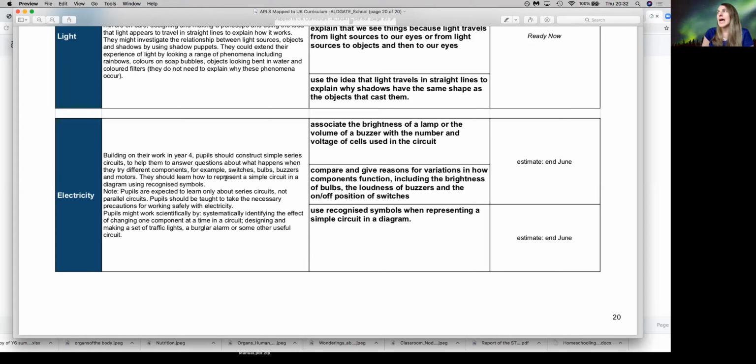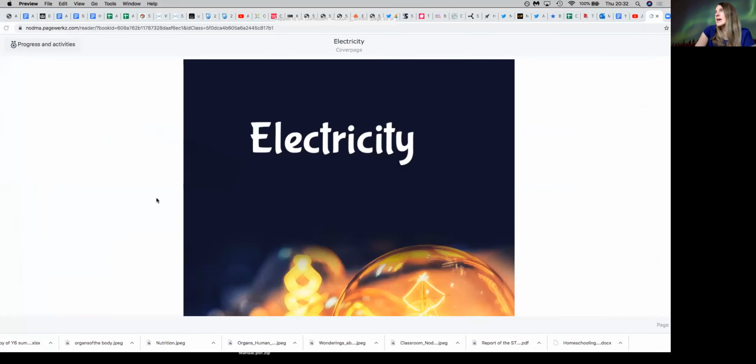It's important that at that level, students can compare and give reasons for the variations and the components of that function, but also recognize the symbols within a simple circuit, whether that be a series circuit or a parallel circuit, and also how the brightness of the lamp is affected by the different currents and what happens when the currents are weaker, and so the voltage of the cells. So quite a lot more detail there.